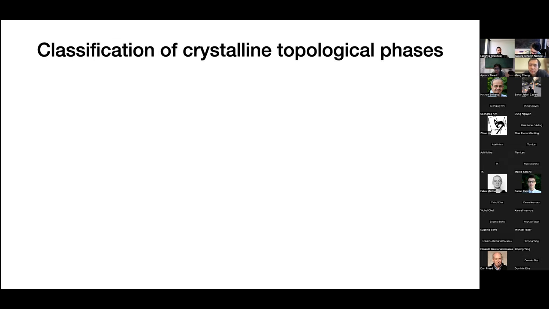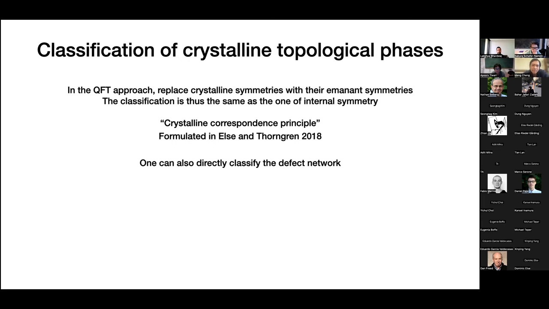Okay, so let me just say a few words about the classification following this set of ideas. The heuristic argument, via a quantum field theory approach, is that we can replace crystal symmetry with the emergent symmetries, the internal symmetries arising from rotation. And then we can at least expect that the classification is the same as the one for just internal symmetry. This was formulated in a much more careful way by Dominic and Ryan as the crystalline correspondence principle. We can also directly construct and classify the defect network.